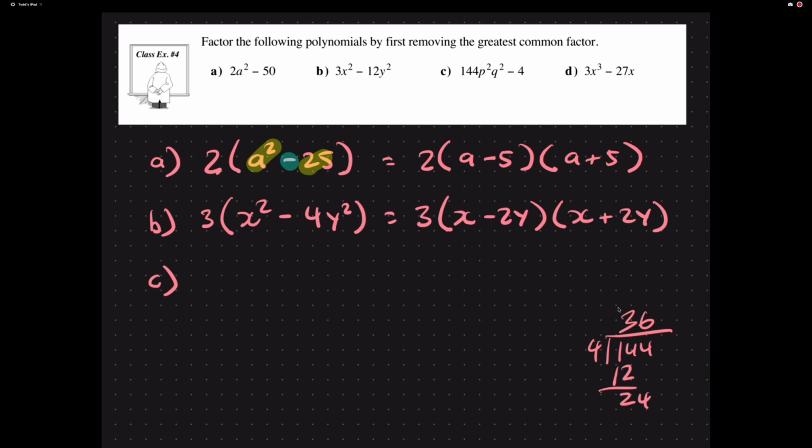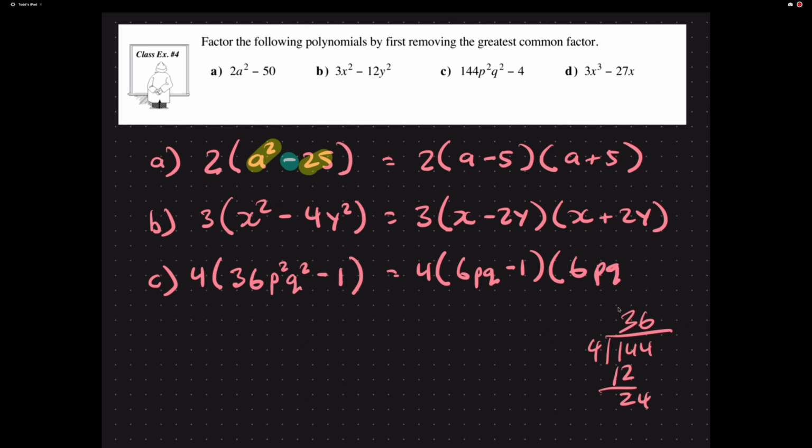So essentially I'm going to pull out a 4, leaving myself with 36 p squared q squared minus, now 4 divided by 4 leaves us with a 1. So I still have that 4 that's pulled out, and it's going to be 6pq minus 1 times 6pq plus 1.